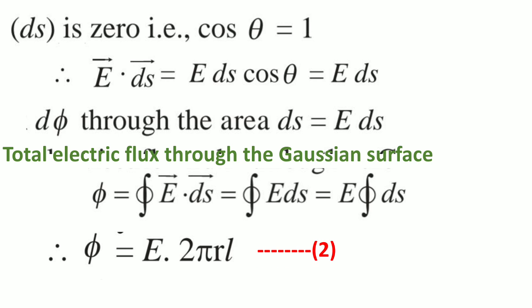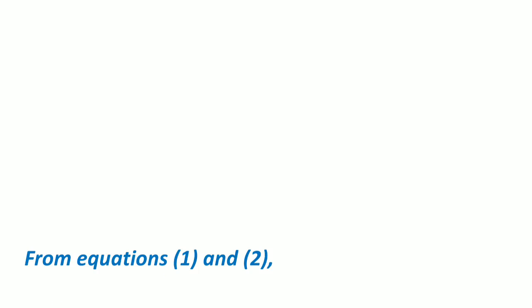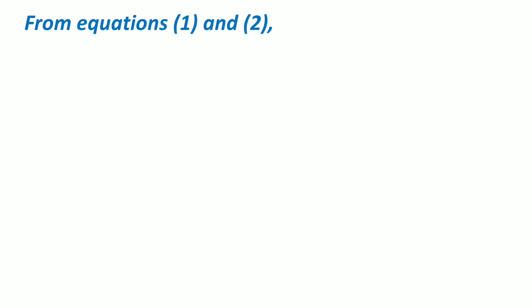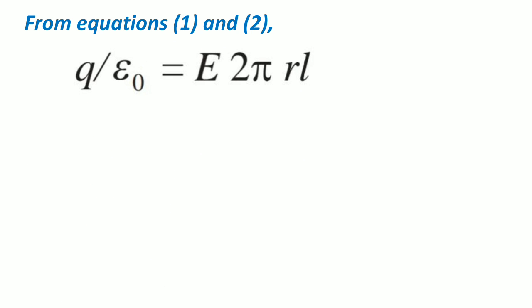Now label this as equation number 2 or B, as in the common steps involved in calculating electric field intensity, this equation was nothing but B. So we are going to consider it as equation number 2. We have equation number A or 1, and now we have equation number B or 2. The next step is to equate the equations. So from equations 1 and 2, we can conclude that Q upon epsilon naught is equal to E 2πrL.